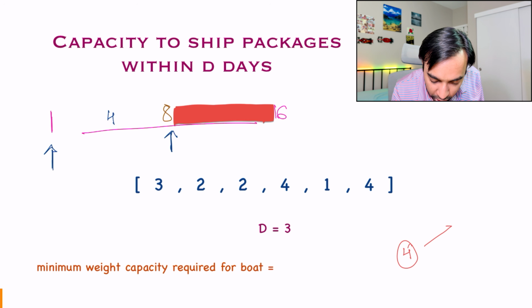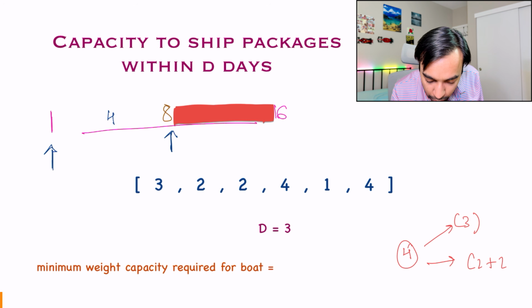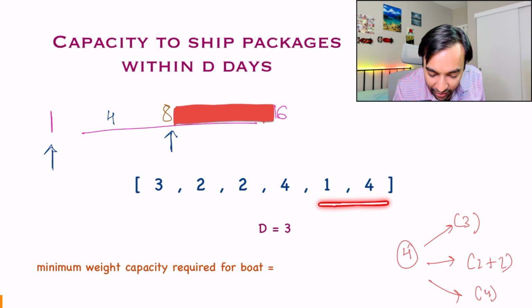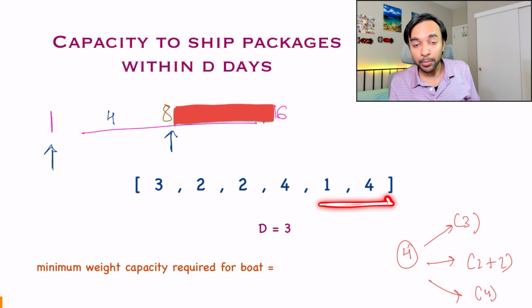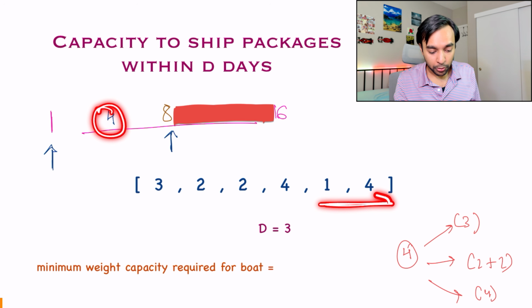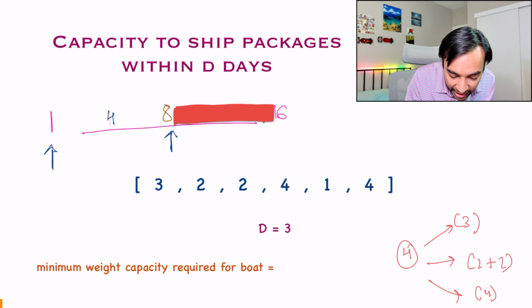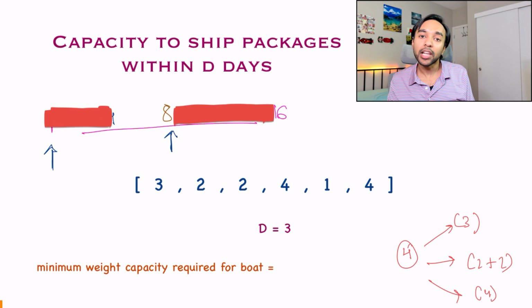With a weight of 4, on the first day you can only ship 3. On the second day you can ship 2 plus 2. On the third day you can only ship 4. So you still have these packages remaining. That means 4 does not work for you. So I can again eliminate all of these options as well.